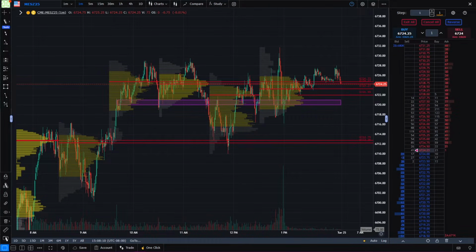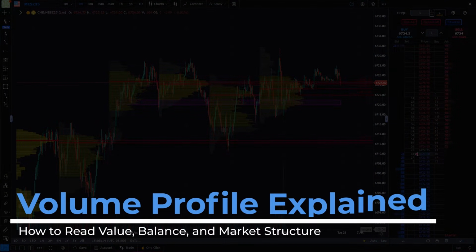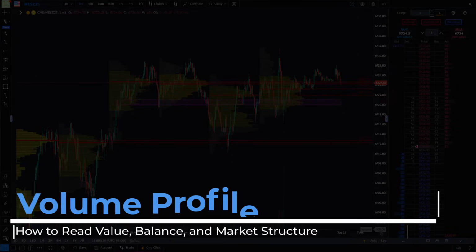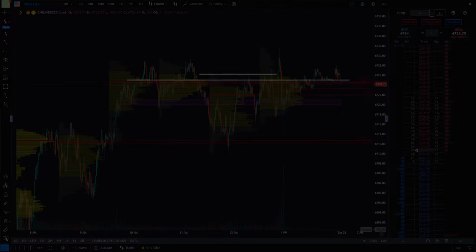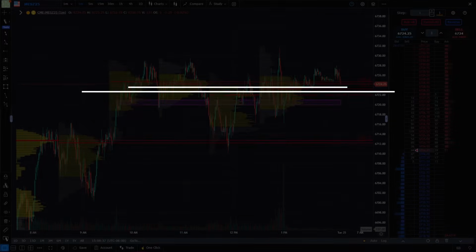In this video, we're going to break down exactly how to use volume profile inside Optimus Futures Web to understand where the market is trading, where value is building, and how to avoid getting trapped in bad locations. We'll cover what volume profile actually shows and what it is, how the auction process creates value, the key components you need to know like POC and value area, and then the difference between balanced and imbalanced profiles.